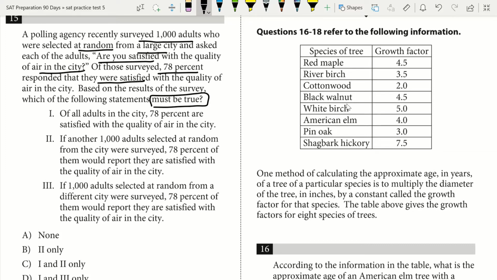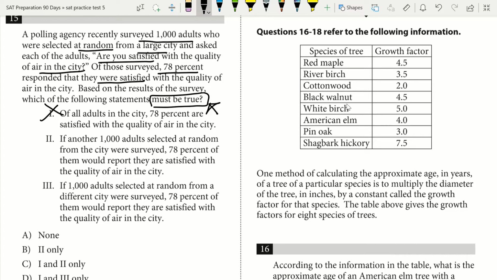Option 1, of all the adults in the city, 78% are satisfied with the quality of air in the city. No. This is a sample size of only 1,000. It didn't include all the adults in the city, so we can't make that conclusion. Keep in mind it says must be true. Number 1 could be true, but it doesn't have to be true. So that's why that's wrong.